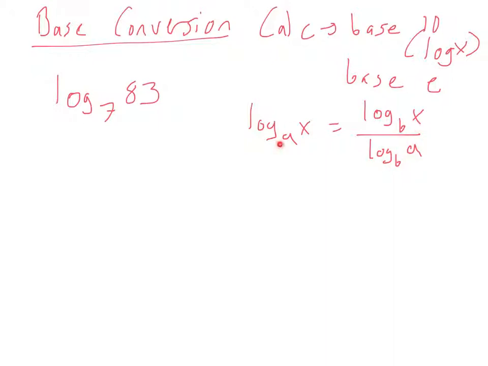So I have log base 7. I don't have log base 7 on my calculator. I would want to convert this to either log base 10 or log base e. Let's go with log base 10. So this is going to be equal to log base 10 of 83 over log of 7. And that we can plug into our calculator. Log of 83 divided by log of 7 is just going to be, let's say, 2.27. So anytime you need to get a decimal approximation, we can use the base conversion formula to be able to use our calculator to get that decimal approximation.